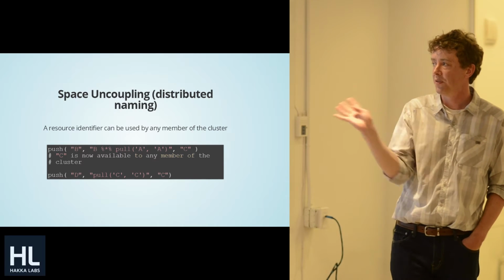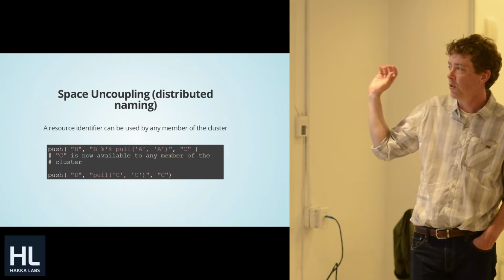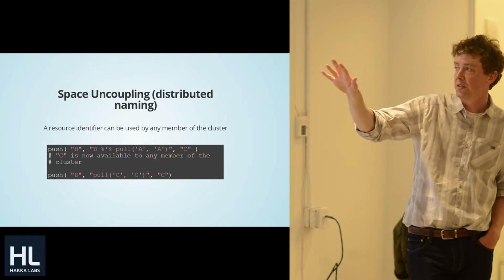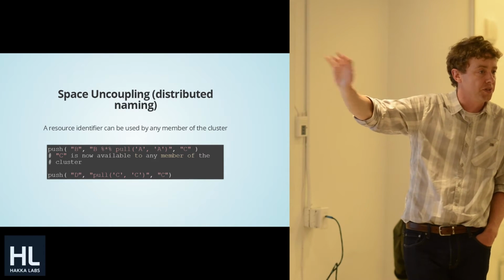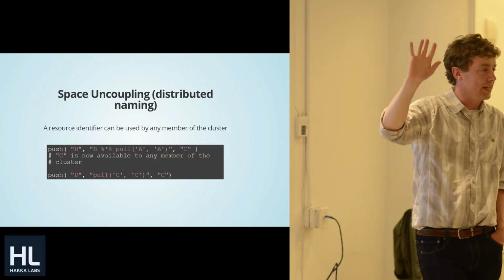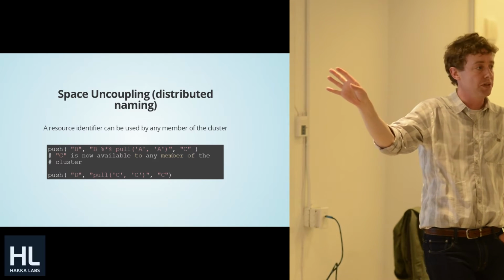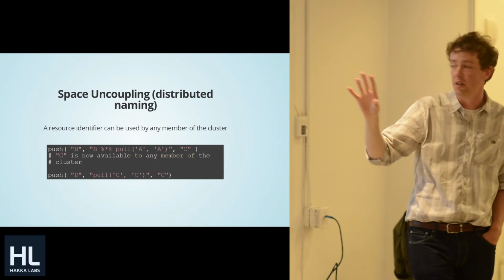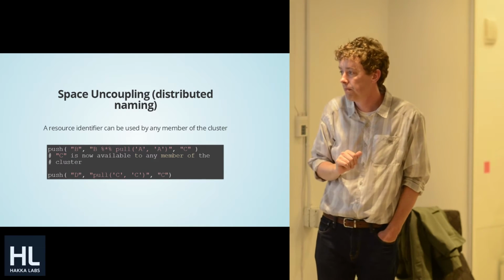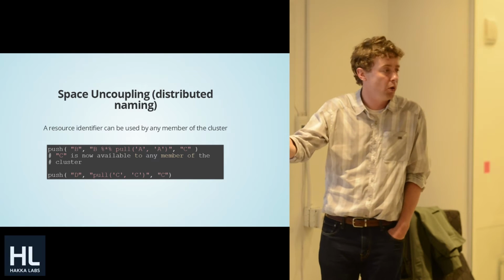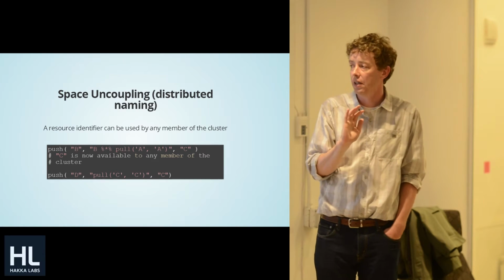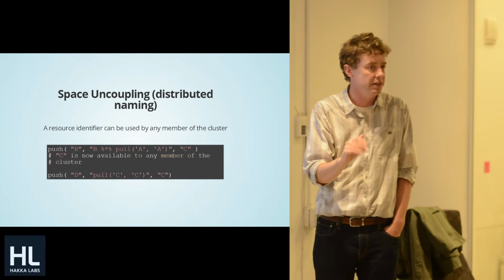So these four properties. The first one is space uncoupling, which basically means that a resource can be used by any member of the cluster. So once I do a push and a handle is returned, that's a handle for that resource. Anyone on the cluster can use it. So it can be pulled or involved in expressions.